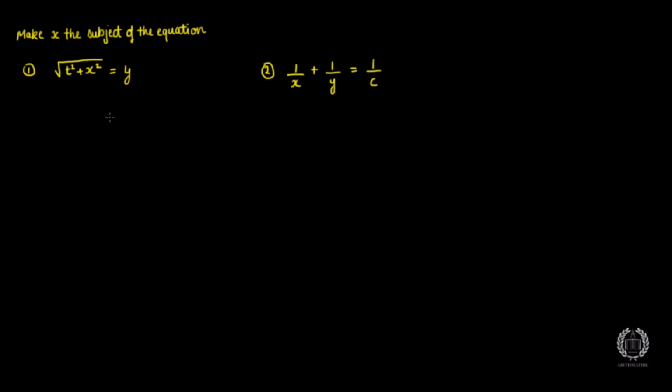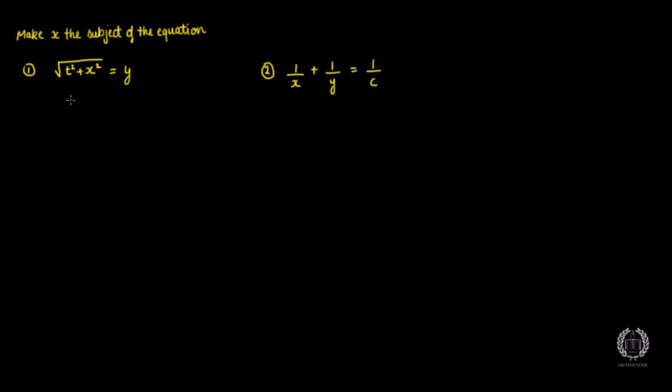We want to make x the subject, right? If we look at this question, you can see first and foremost that there is a square root here. For me to make x the subject, what does that mean? It means I want x equals, right? So the first thing I need to do is get rid of this square root. What can I do to get rid of this square root? In other words, what is the opposite of square root? Which is square, isn't it?